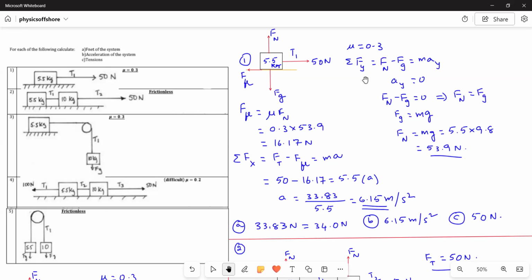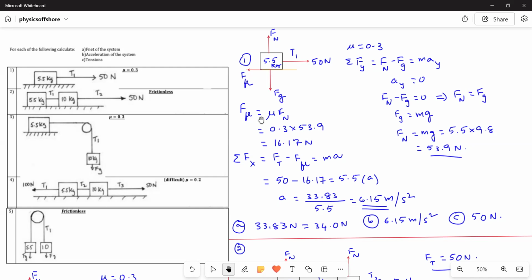Let us write the y-dimension forces. Sigma Fy is equal to Fn minus Fg is equal to may. As the object is not moving along the y direction, the acceleration along the y direction is equal to 0. Therefore, Fn is equal to Fg. We know Fg is equal to mg. Therefore, Fn is equal to mg. Substituting the values m is equal to 5.5 and g is equal to 9.8, we get 53.9 newtons as the normal force.